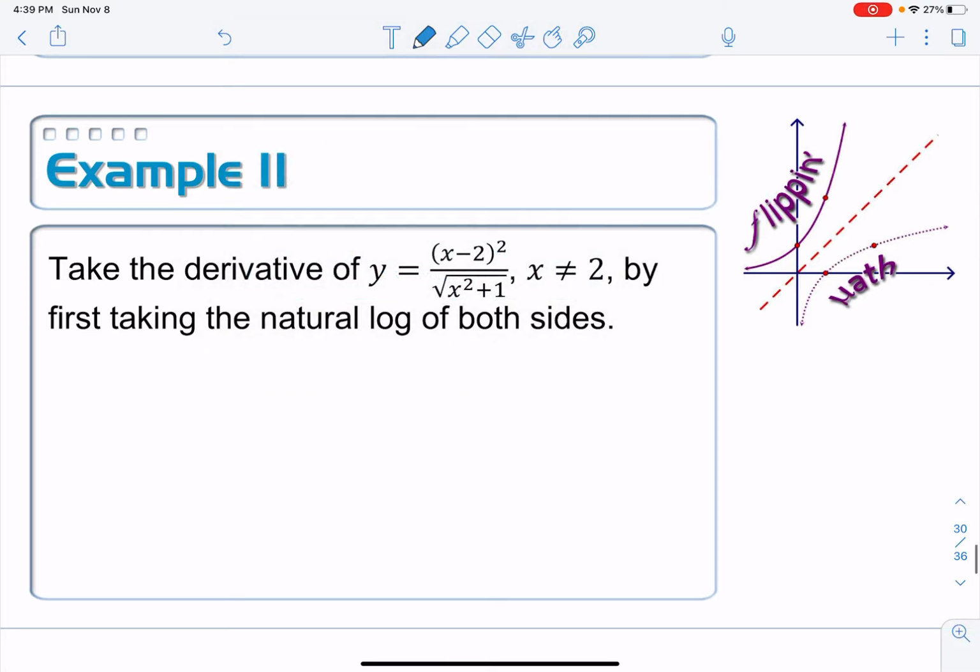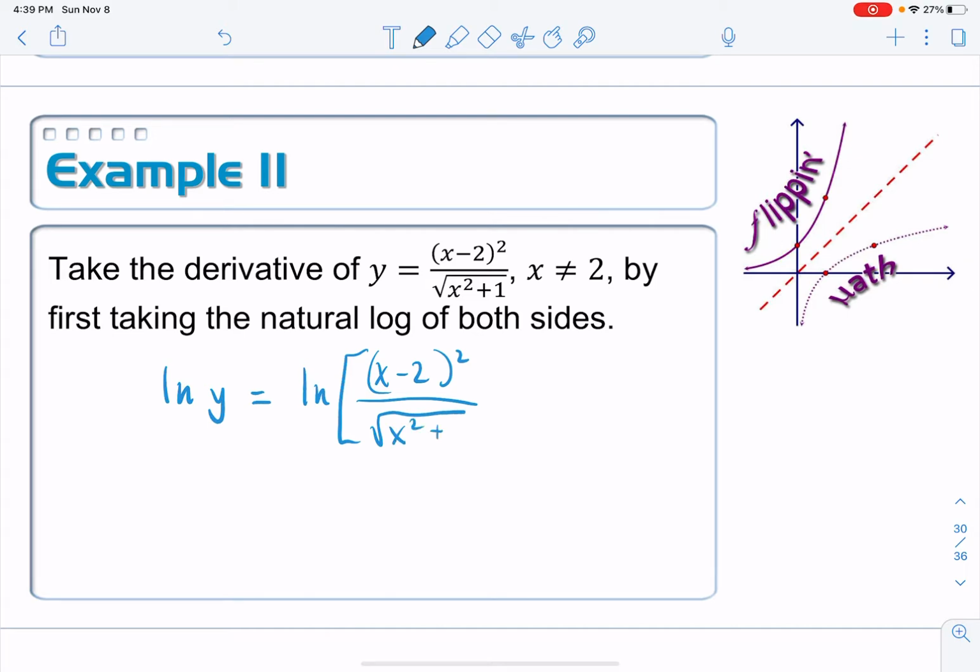All right, well, let's see. I'm going to take the natural log of both sides. So I'd have the natural log of y is equal to the natural log of this whole big quantity, (x minus 2) squared over the square root of x squared plus 1. Now notice it says that x cannot be equal to 2 for some reason. Is it obvious why that's the case now? Because if x was equal to 2, I would have 0 up here on the top. 0 divided by, it doesn't even matter. I'd be taking the natural log of 0, which is undefined.